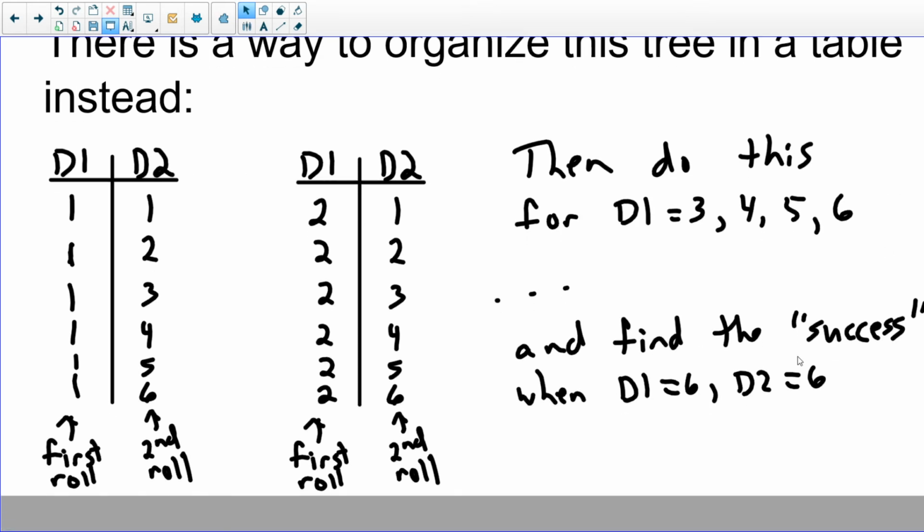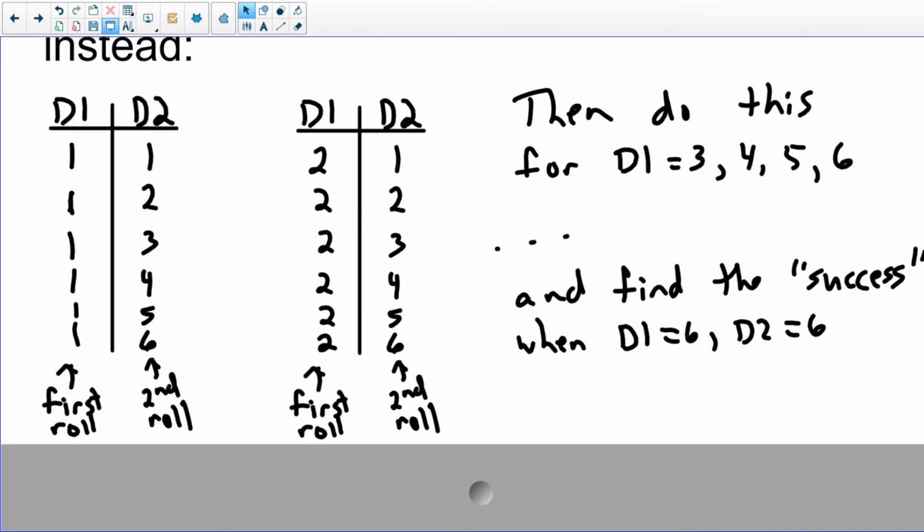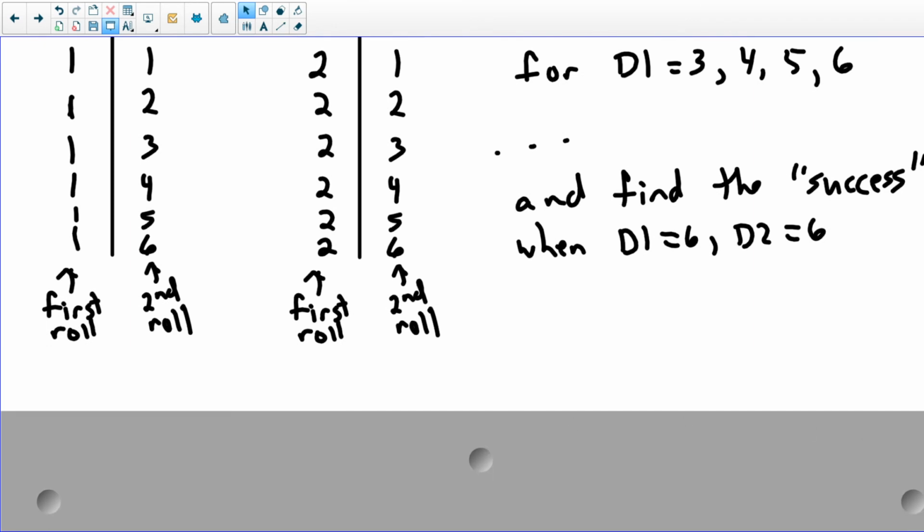And then you'd find the successes, which would be die 1 is equal to 6, die 2 is equal to 6, which again, looking at the tree above, would be this branch right here, and you'd get the exact same scenario. Okay? So you can use a table to organize these things too.